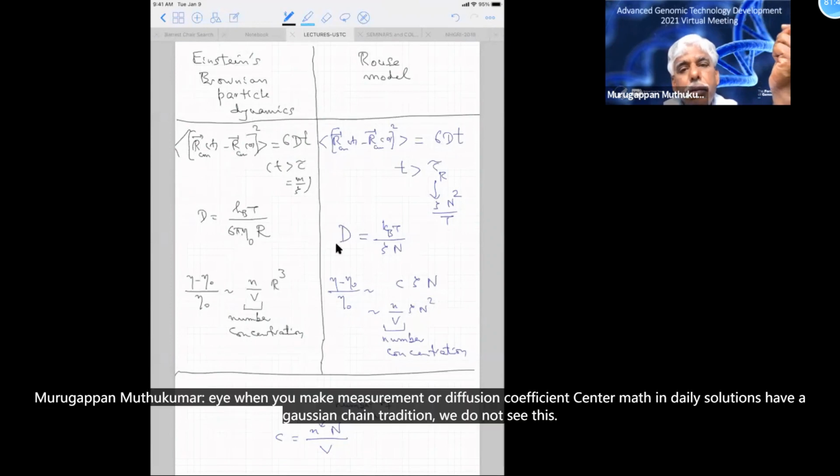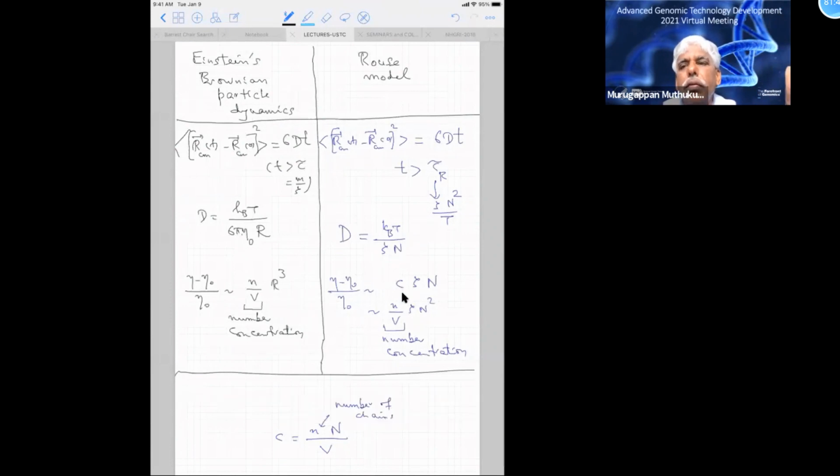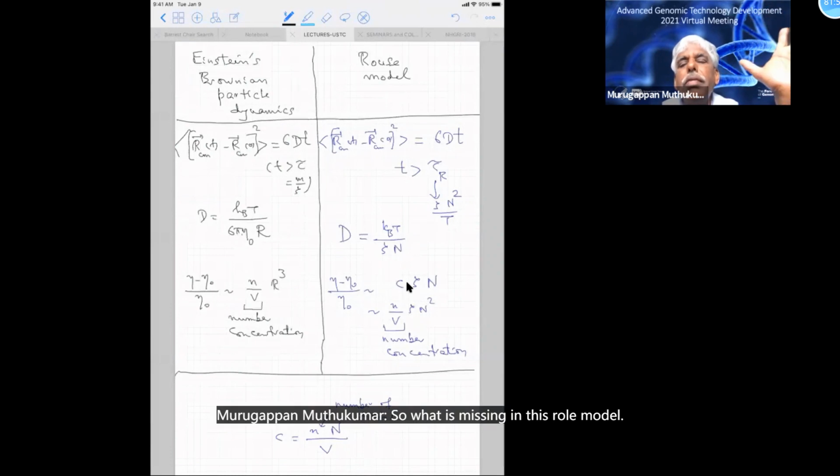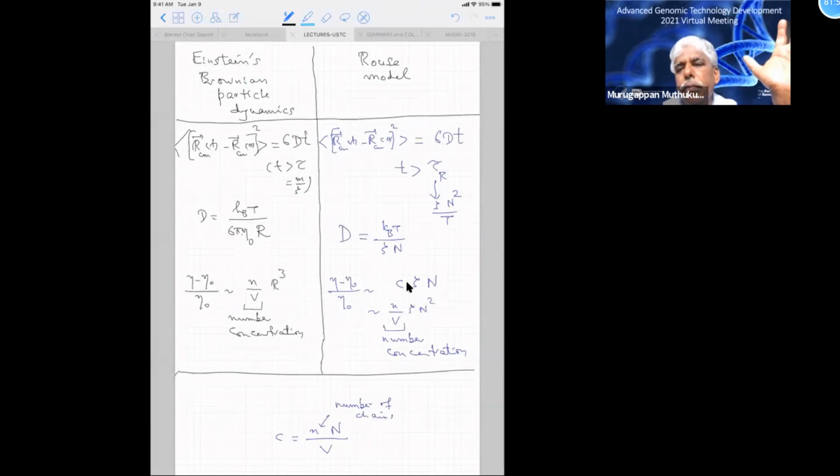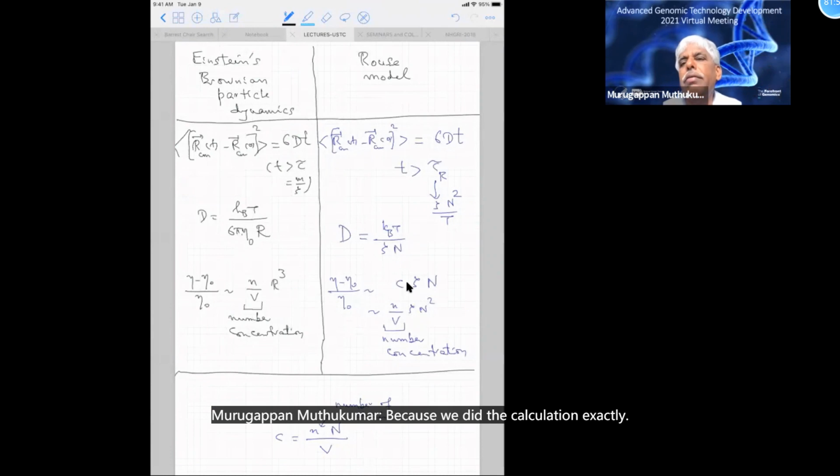And when you make measurements of the diffusion coefficient of the center of mass in dilute solutions under Gaussian chain condition, we do not see this, right? So what is missing in this Rouse model? Because we did the calculation exactly.